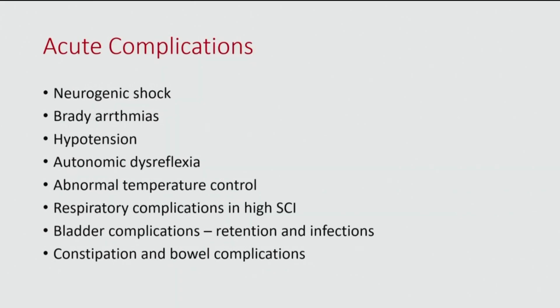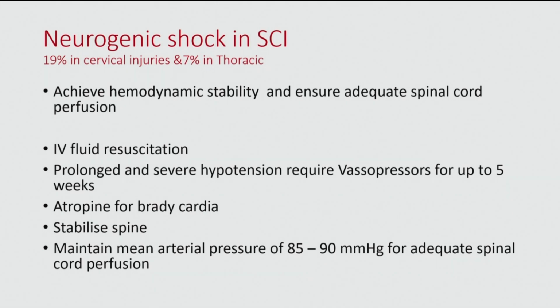So the common complications that are seen are neurogenic shock, bradyarrhythmias, hypotension, autonomic dysreflexia, abnormal temperature control, and respiratory complications in high spinal cord injury patients. Bladder complications are retention and infections, and there are constipation and bowel complications. Neurogenic shock is there in 19% of cervical injuries and about 7% in thoracic injuries. Achieving hemodynamic stability ensures adequate spinal cord perfusion.